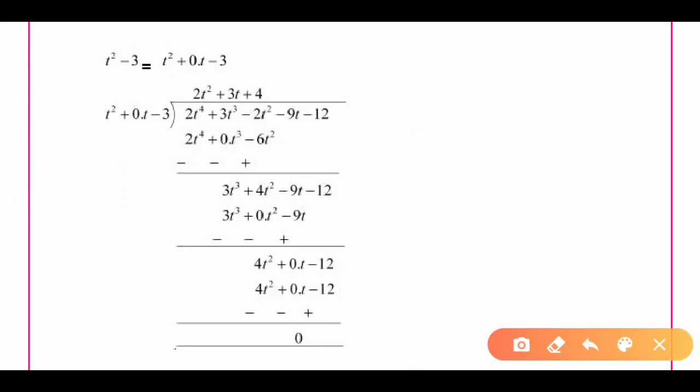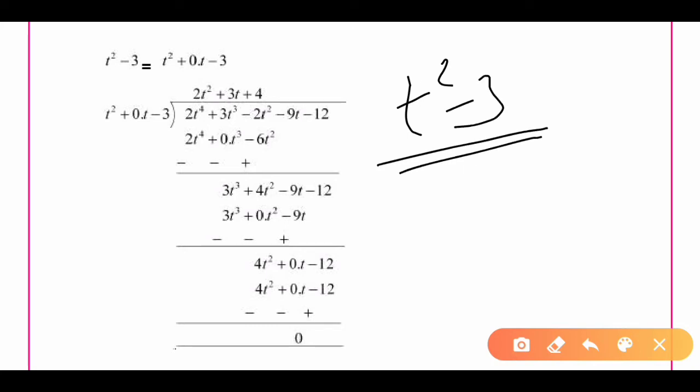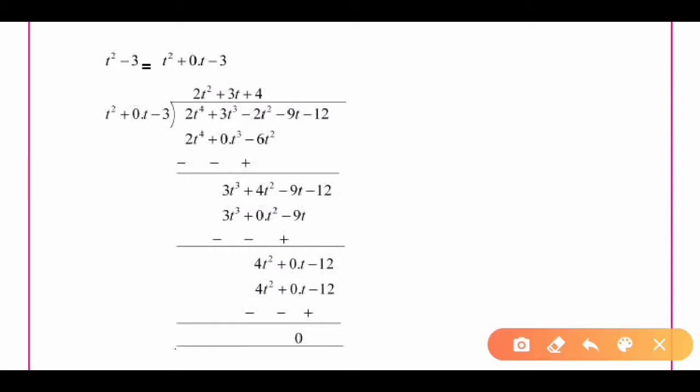Now we have the first polynomial t square minus 3 and the second one is 2t raised to power 4 plus 3t cube minus 2t square minus 9t minus 12. Okay, now we will divide it by t square minus 3. There is no need to write 0 into t.